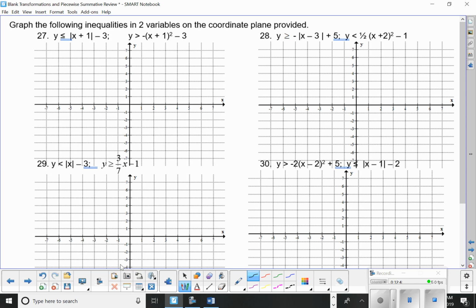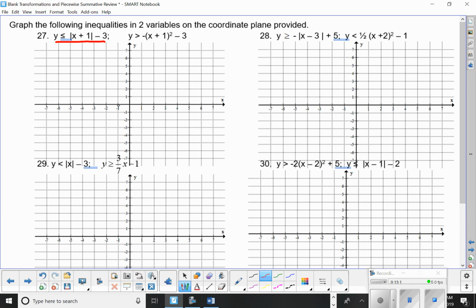The next page: graph the following inequalities in 2 variables on the coordinate plane provided. Remember that y greater than is above, y less than is below. Equals is solid, not equals is dashed. So, first things first, graph the 2 shapes. This first one here, we're going to do it in red, and it's going to be solid.